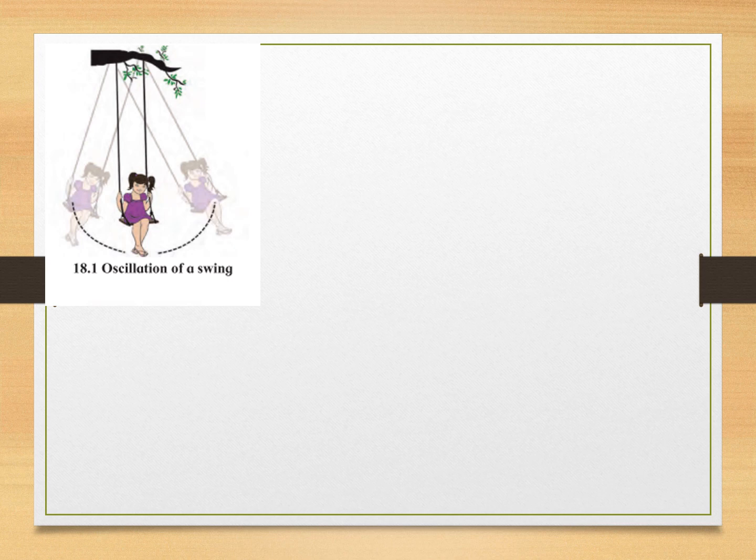Okay, understood everyone? So I repeat once again, when the swing moves from one end to the other end and returns to its starting point, it is said to have completed one oscillation. And this back and forth motion of the oscillator, that means the swing, on either side of the central position is called oscillatory motion. Now let's discuss one more experiment.